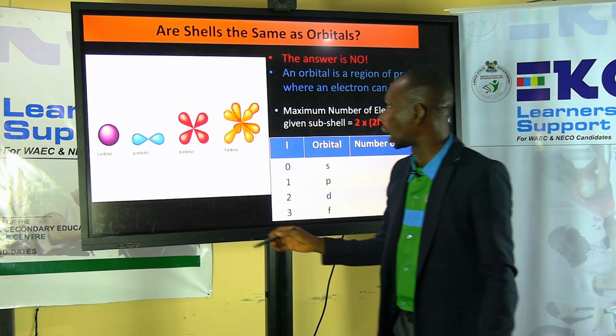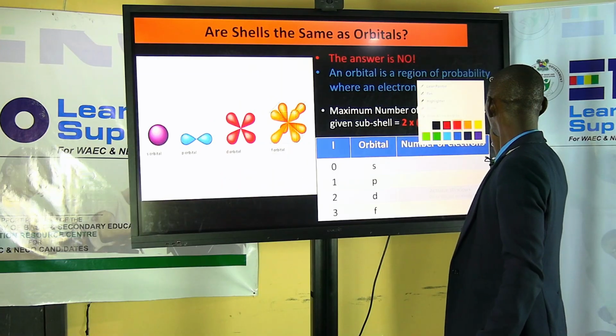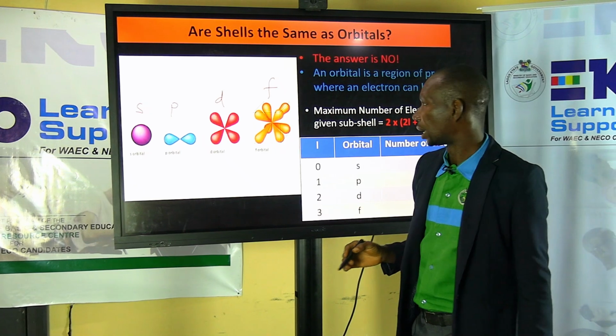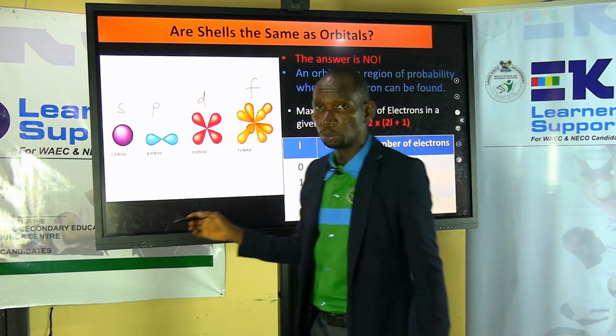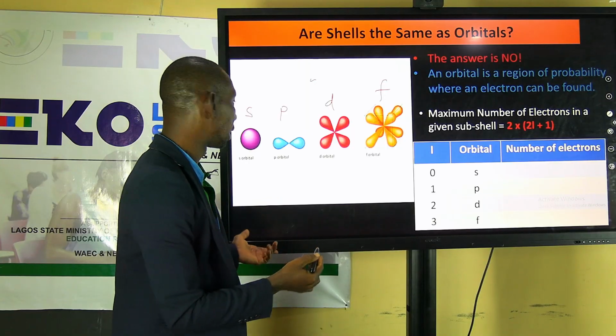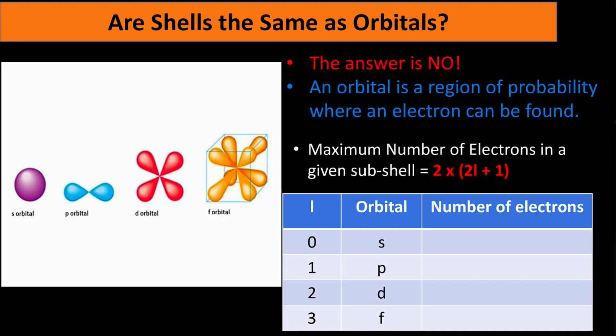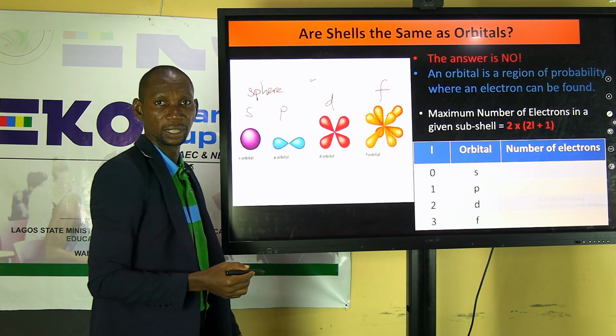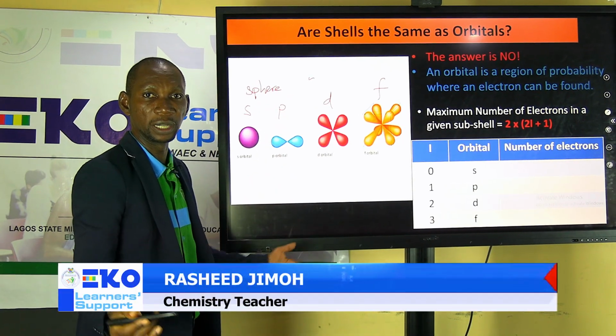And there are different types of orbitals. So we have the s orbital, the p orbital, the d orbital, and the f orbital. And their shapes, you may be asked in the exam. So let's look at the shapes of these various orbitals. Let's start with the s orbital. The shape is a sphere. The s orbital is a sphere, or you can simply say it's spherical.